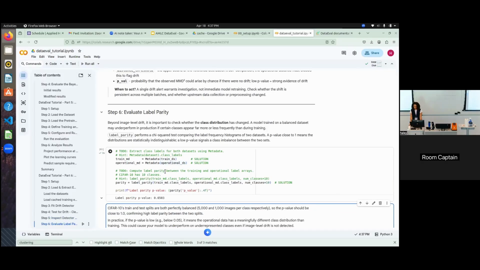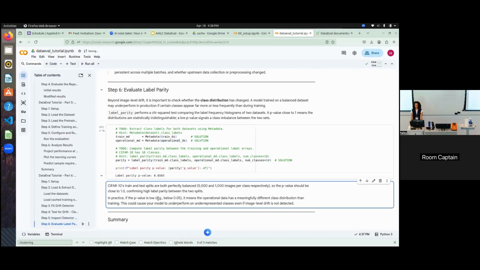So through running that, we can see the output here, and we're just running this on the clean operational data. We're seeing a label parity of 0.6. So things that are close to 1 typically indicate that the class distribution has not changed. If it's under 0.05, it can indicate that you might need to reevaluate.